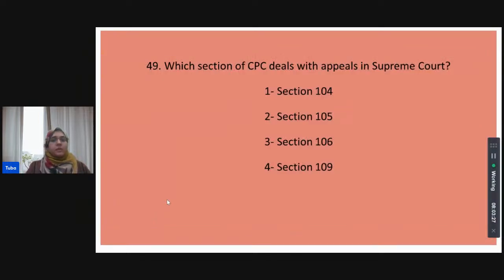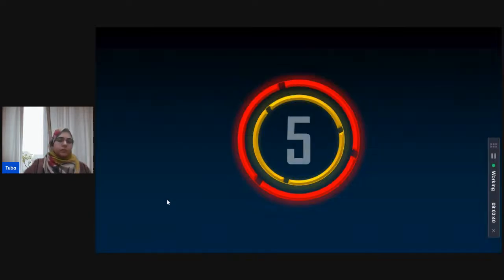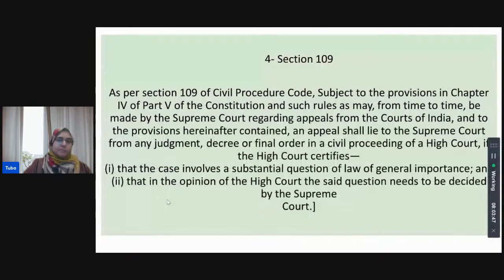Which section of CPC deals with appeals in Supreme Court? Again, a question you might be able to answer very quickly. Section 104, Section 105, Section 106, or Section 109. Appeals in Supreme Court. It is 109. It deals with appeals before the Supreme Court.